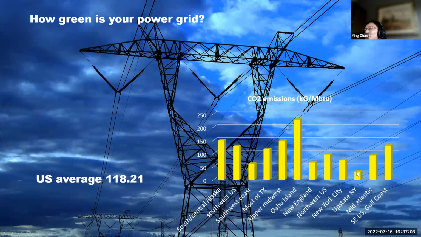Upstate New York has very low emissions, but something like, I think that's Hawaii, is much higher, and locations like the Gulf Coast and the Midwest are higher too. So the U.S. average is this number. It's still a lot of traditional power and fuel emissions.